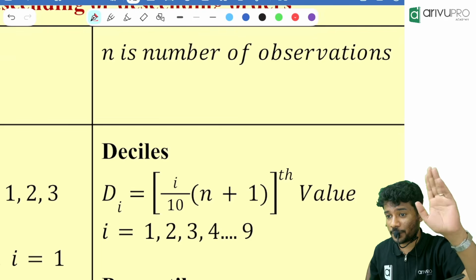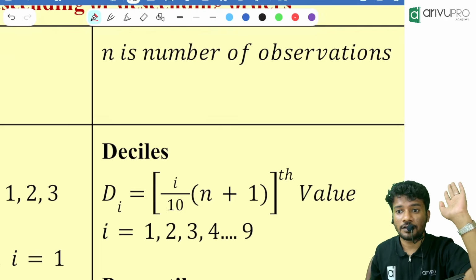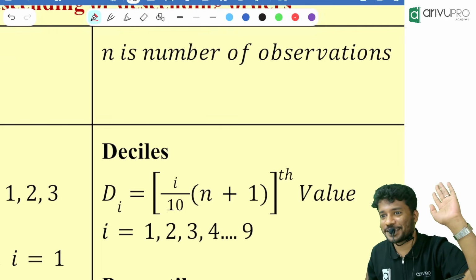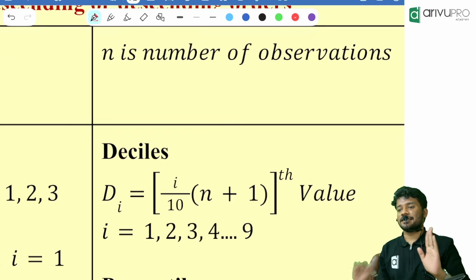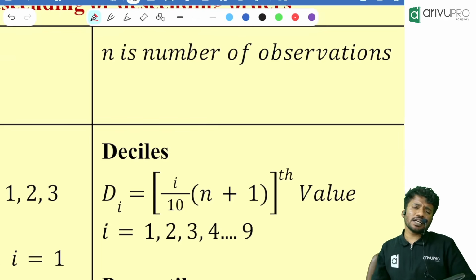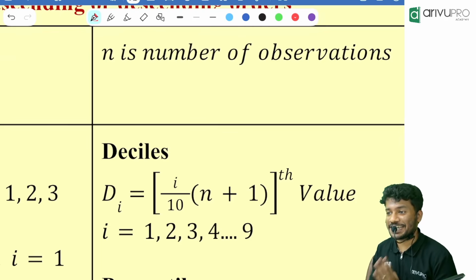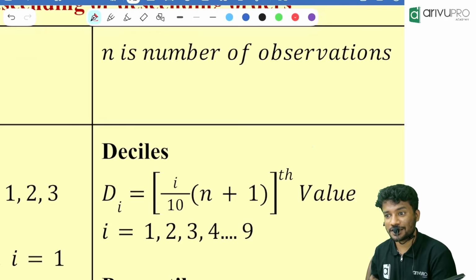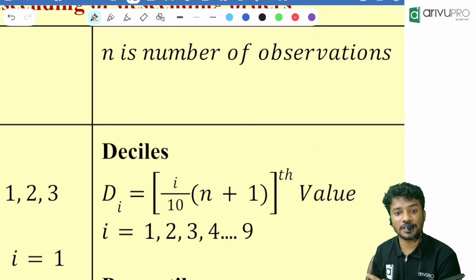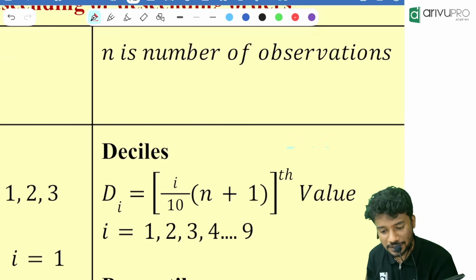What if they ask for percentile 121? Not possible. Why? Because only 99 percentiles are there. Then what if they ask for decile 15? Not possible. Till 9 is only possible for decile. What if they ask for Q6? Is it possible? No. How many Qs are there? Till Q3 is only possible. Maximum is that.